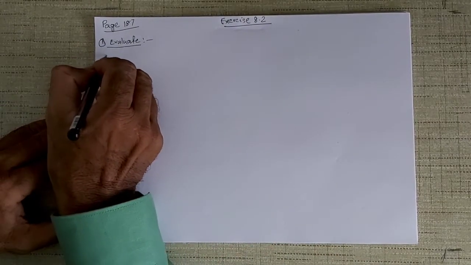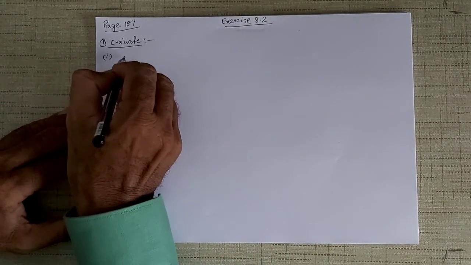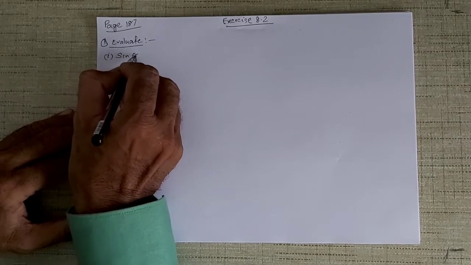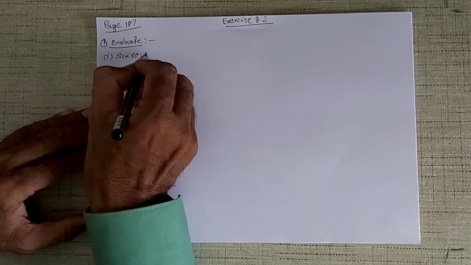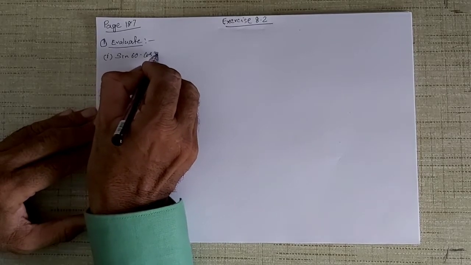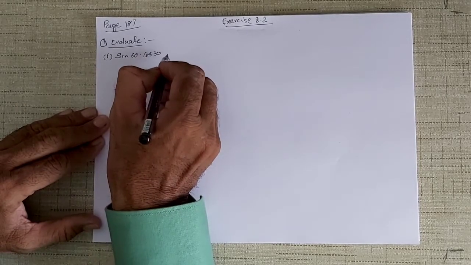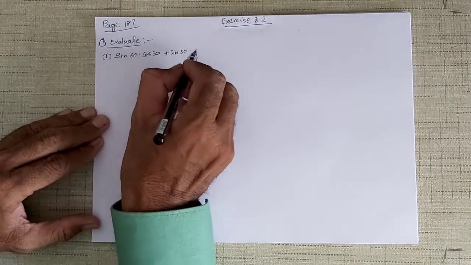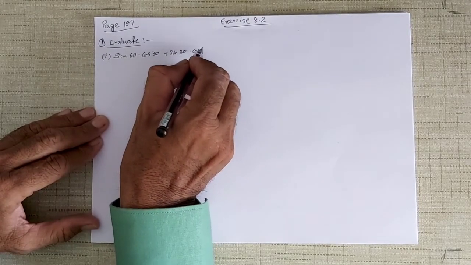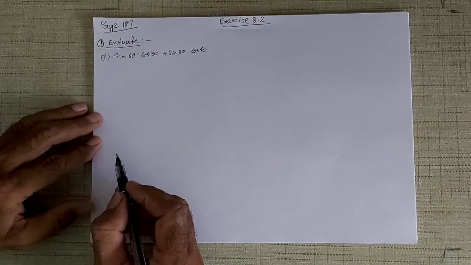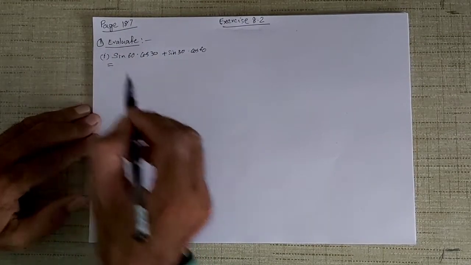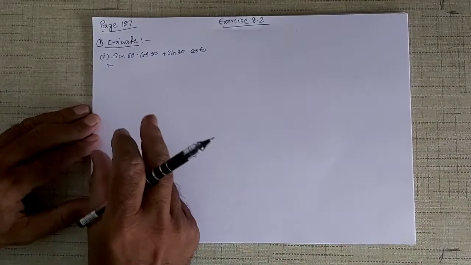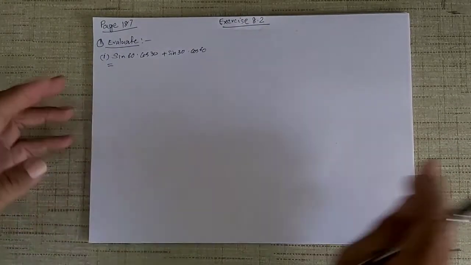The first question is sine 60 into cos 30, plus sine 30 into cos 60. Evaluate means find the value of this. Previously I have told you how to make that table and memorize it, and based on that, put the values and find out the answer.